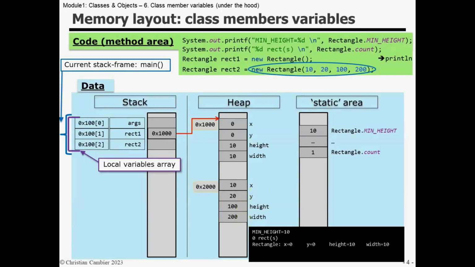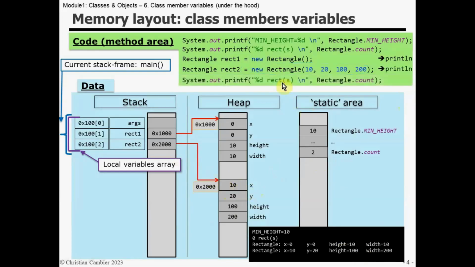And again, since a new object is being created, our count variable is increased. Creation and initialization of the object complete. We assign and rect2 refers to our second object. Then we print the second object and we see the values of 10, 20, 100 and 200. And finally we execute the print of this rectangle count again. Just by looking at the value in memory, can we predict that the output will be 2.